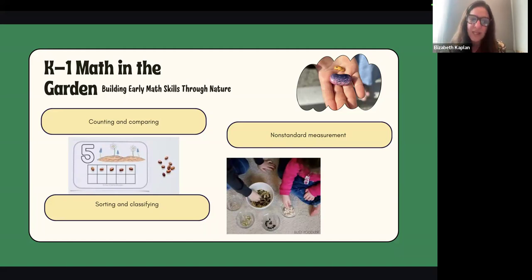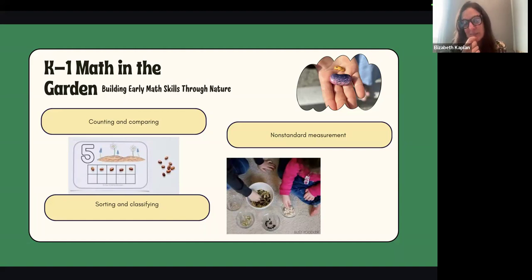In terms of sorting and classifying, again, I have beans here. I'm teaching a PD session in person on beans in the month of May, so I have a lot of bean content. It's not going to be only about beans today. Sorting and classifying beans or seeds is an excellent activity. We find beans easier for kindergarten because they're easier to grasp than seeds with fine motor.